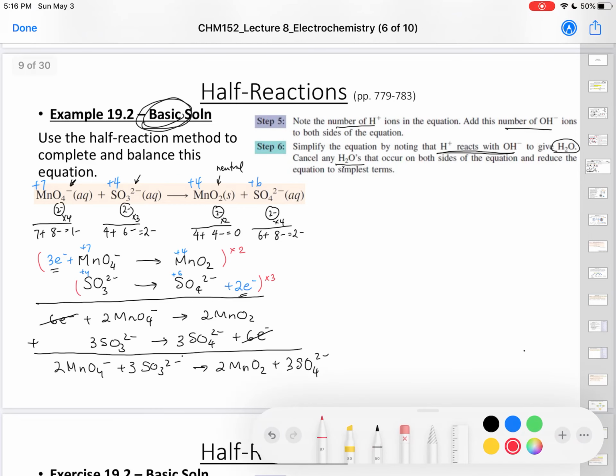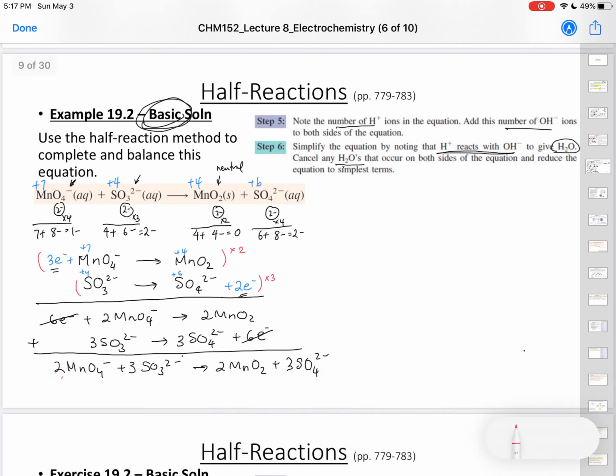Okay, at this point we like to balance our oxygen and hydrogen count. So we've got 2 times 4, or 8 oxygens, and 3 times 3 is 9 oxygens.